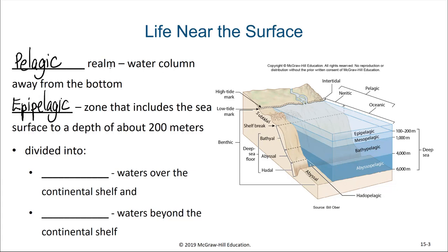The prefix epi means on top of or surface of, and so the epipelagic are the surface waters to a depth of about 200 meters. They are divided into the neritic waters, which are the waters over the continental shelf. These are the shallow waters, which we'd call the subtidal zone. The oceanic waters are those waters that are past the shelf break. They are the waters beyond the continental shelf.